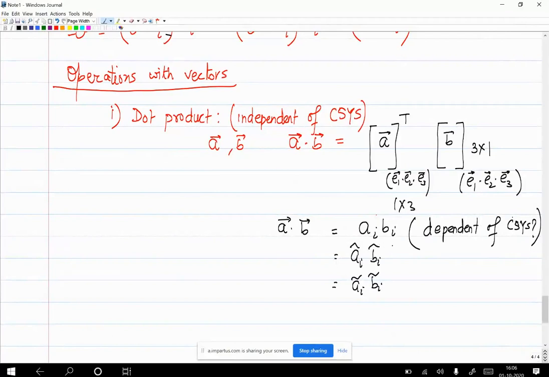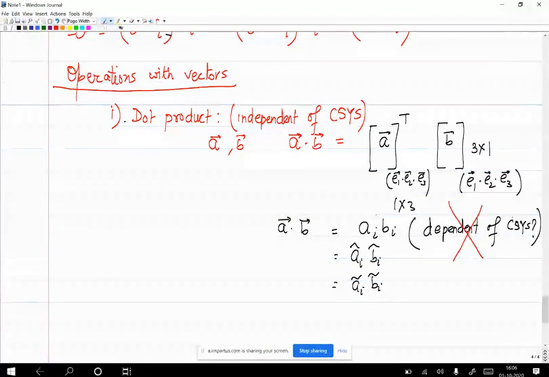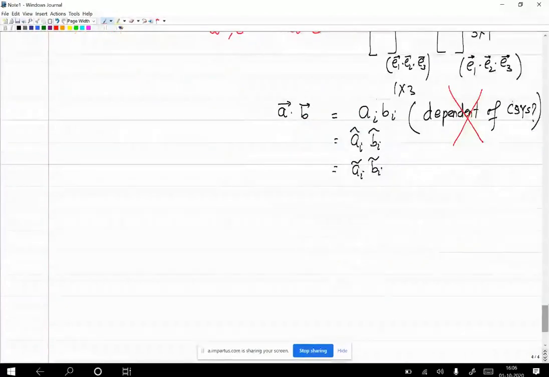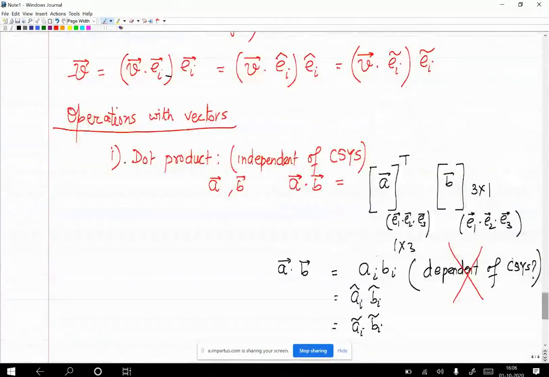But it turns out when you work out this multiplication and sum it, all three give you the same result. So it is therefore independent of the coordinate system. So I hope you can see what I'm saying. So basically, whenever you want to do A dot B, you have to represent both A and B in the same coordinate system and then work out the dot product.